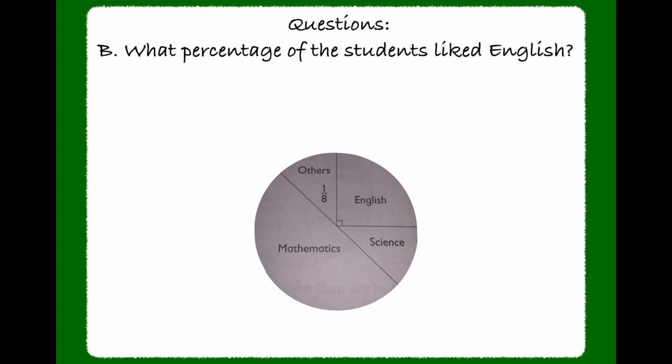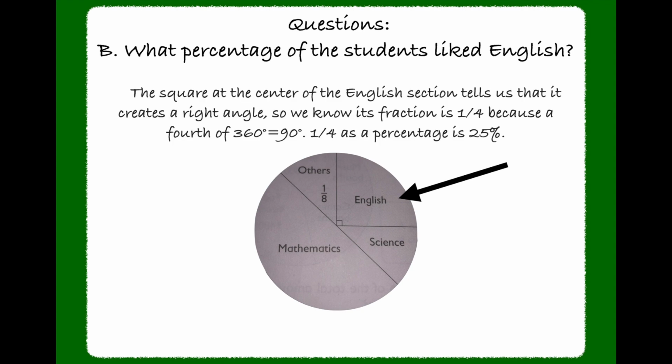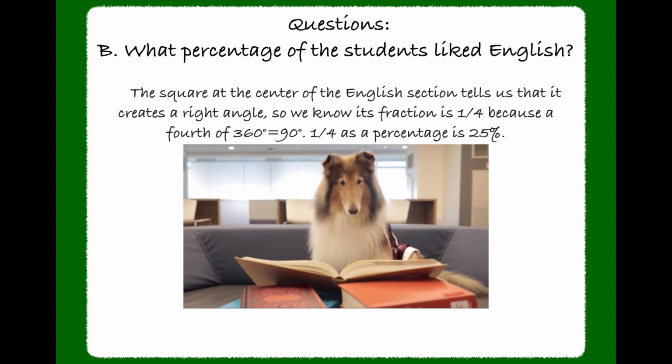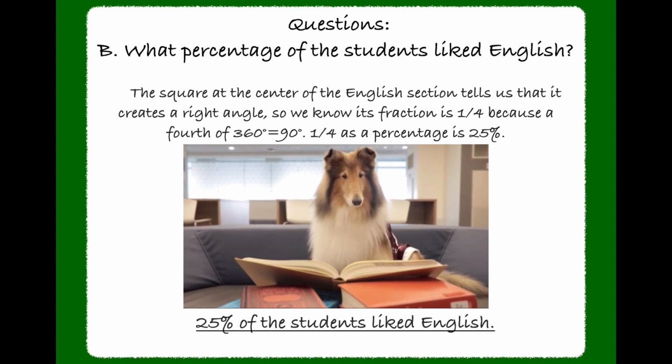Question B. What percentage of the students liked English? The square at the center of the English section tells us that it creates a right angle. So we know its fraction is 1/4 because a fourth of 360 degrees equals 90 degrees. 1/4 as a percentage is 25%. 25% of the students liked English best.